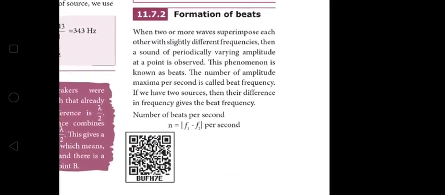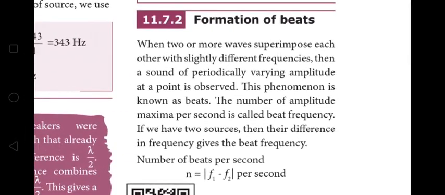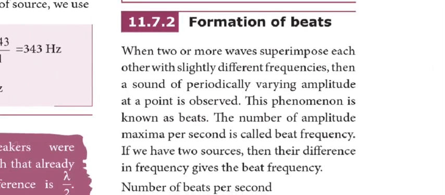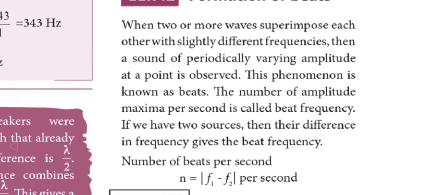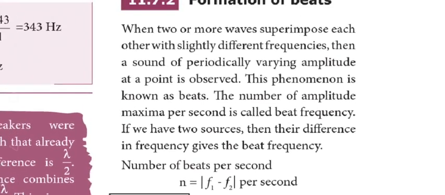Next we pass on to the formation of beats. We have heard this word, beats. So what is a beat? When two or more waves with slightly different frequencies are superimposed on each other, a sound of periodically varying amplitude at a point is observed. That is known as beats. So note this, you can get this as a 2 mark question: what are beats?